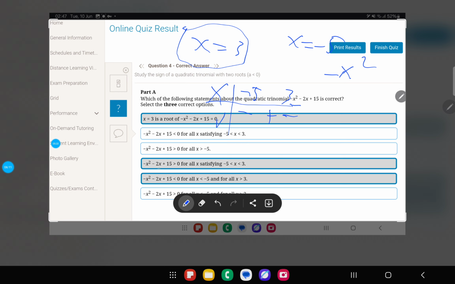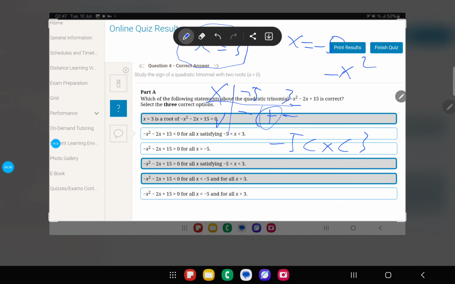Now for the other options, it's greater than 0. Okay, so they're asking for positive. Since they're asking for positive, let's look where the positive is. It's in between, right? So we make it between -5 less than x less than 3. Okay, now for this, this is correct. Now for the second one, they're asking for less than 0. Alright, since it's less than 0, we're gonna do, wait 1 minute.